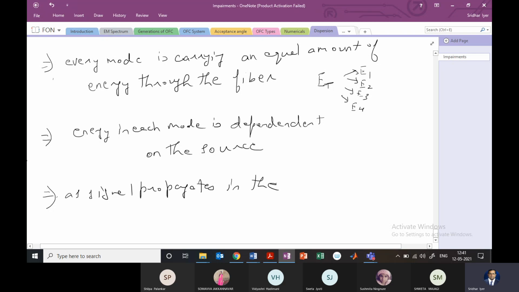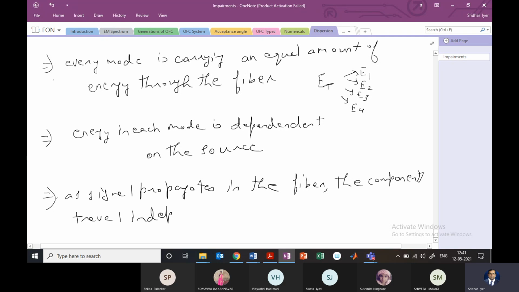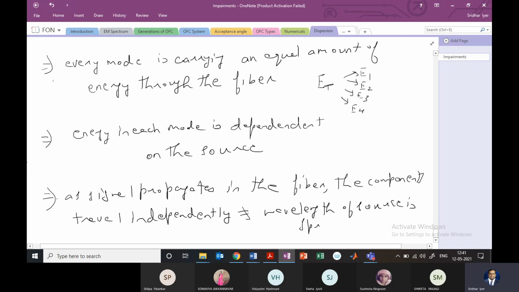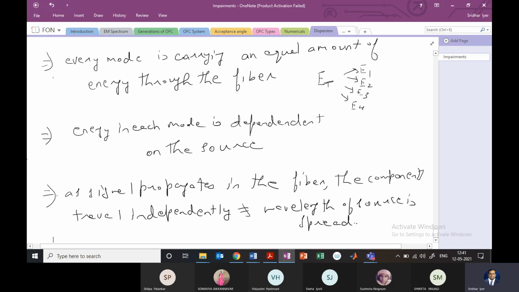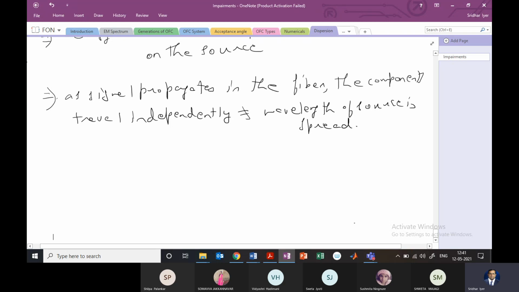in the fiber, the components travel independently, because there is no constant wavelength. So wavelength of source is spread out. That means multiple wavelengths are there. So we saw that instead of working only at 850 nanometer, the source will work at plus minus 20 nanometer on each side, right?